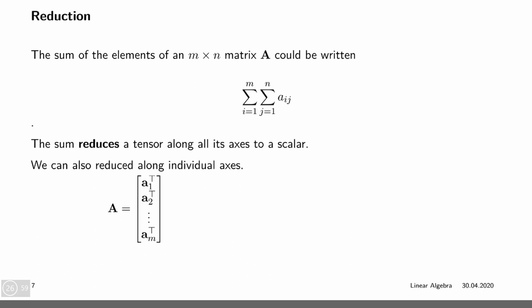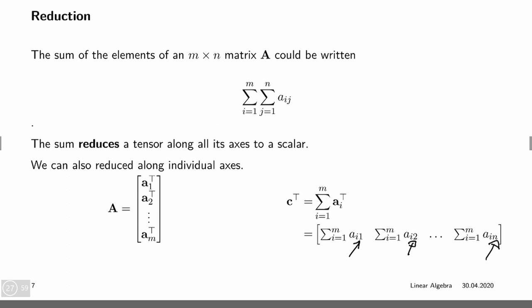Of course, we can also reduce along individual axes only. For example, if we write the matrix A in the form of its row vectors a_i transpose, and we use the transpose here because we don't want column but row vectors, then the result is a row vector c transpose, which is equal to the sum over all the row vectors of A. So the individual entries are basically the sum over i of a_i, and then the corresponding entry in c. So this is the first entry, this is the second entry, and this is the nth entry, where n is the number of entries in c, or the number of columns in A.